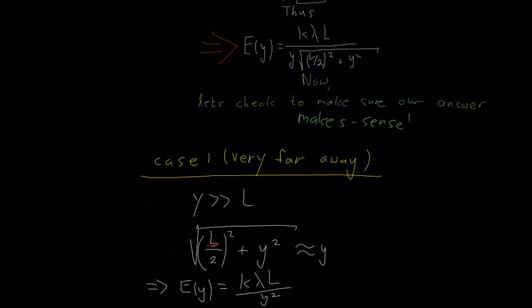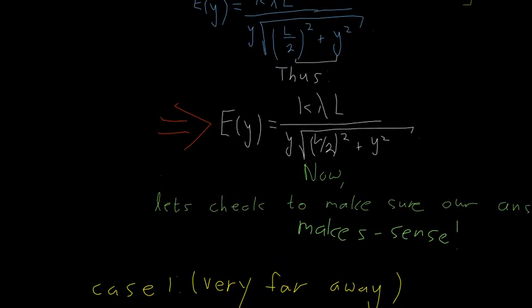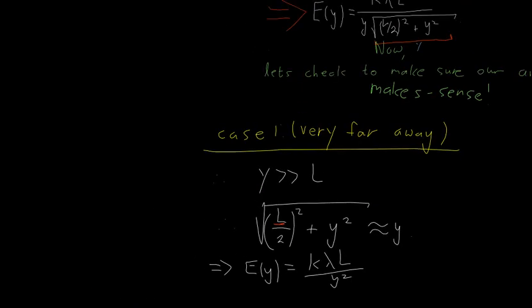Well, then over here, look at my electric field equation. This part can all be substituted with y. Okay, so here's y. Okay, y times y is y squared. So I get the electric field as a function of y is equal to Coulomb's constant times the linear charge density times the length of the finite rod divided by y squared. Okay, that's case 1.